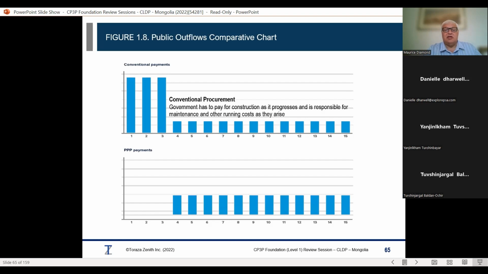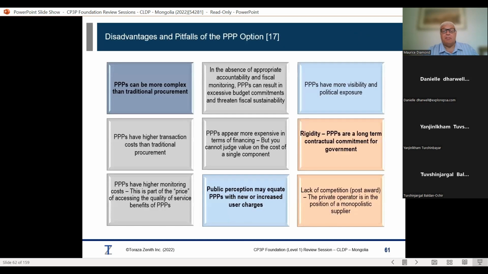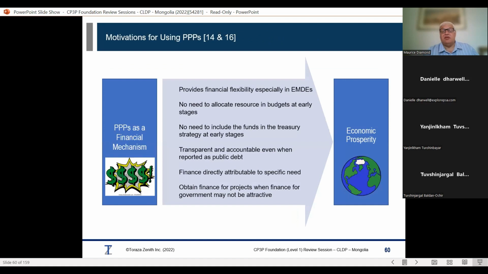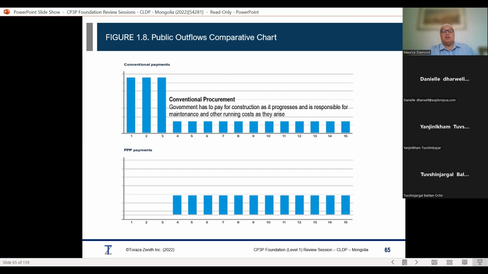Okay, right. So with a conventional procurement, the government has to pay for construction as it progresses right from the beginning, but with a PPP, you don't. So there we have a conventional procurement, and with a PPP, there's no initial price.